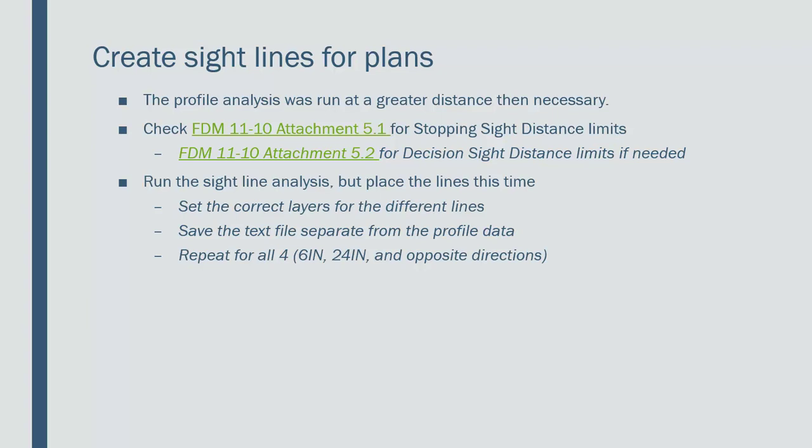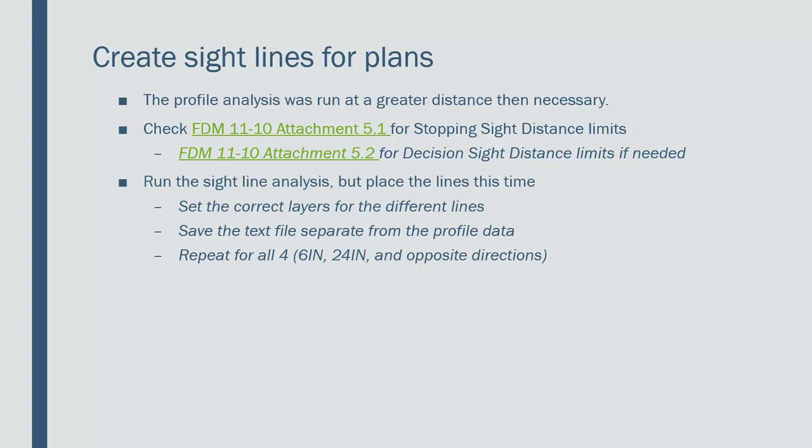Now, like I said, we're going to run the sightline analysis, but we're going to place the lines this time. The first 4 times through, we didn't place the lines. Now we are going to place the lines in our plan view. We are going to put them on the correct layers because there's going to be a lot of stuff, a lot of visual here, and we may need to turn things on and off depending on what we're trying to see and trying to access. So we will make sure that they're on the proper layer.